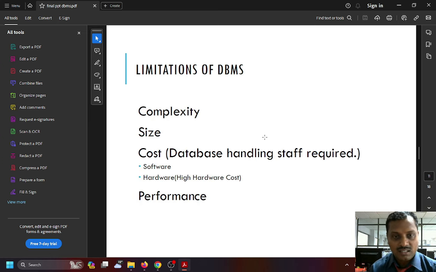The only limitation with respect to DBMS is complexity. It's quite difficult to manage because you require a lot of hardware and software support. As the size increases, obviously the complexity and cost increase. There is a specific separate cost for handling the software as well as the hardware. Performance wise, if the size of data increases, obviously the performance takes a hit, because every day the size of data increases, maybe by terabytes. So obviously the performance somewhat degrades.